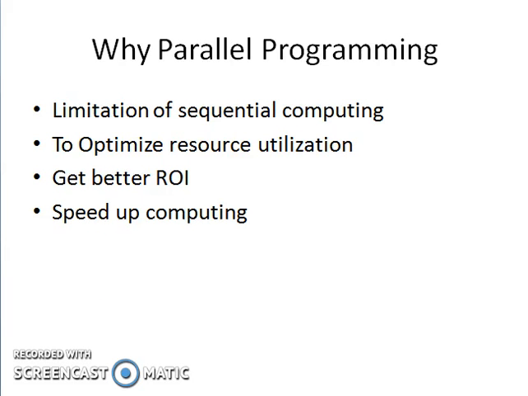Why is parallel programming needed? Because traditional sequential computing has reached its limitations. Further, we cannot explore either its hardware form or software form. Parallelism is the way of seeing how to optimize the resource utilization, how to get better return on investment, and also, of course, improve the speed of computing.